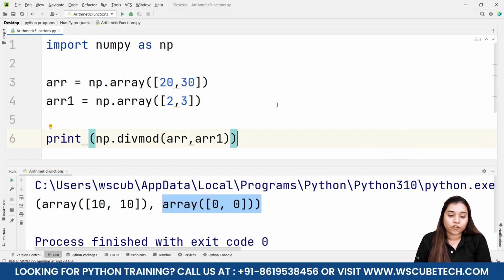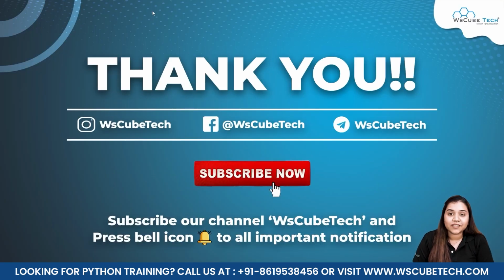For power, all we need to do is write an array, and the second array would be the power of our first array. Then absolute will convert all the negative numbers inside an array into positive numbers. So I hope that all the functions here are clear to you.